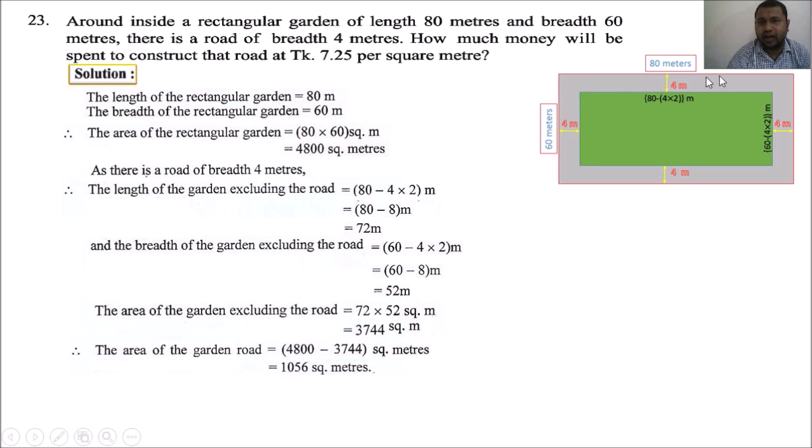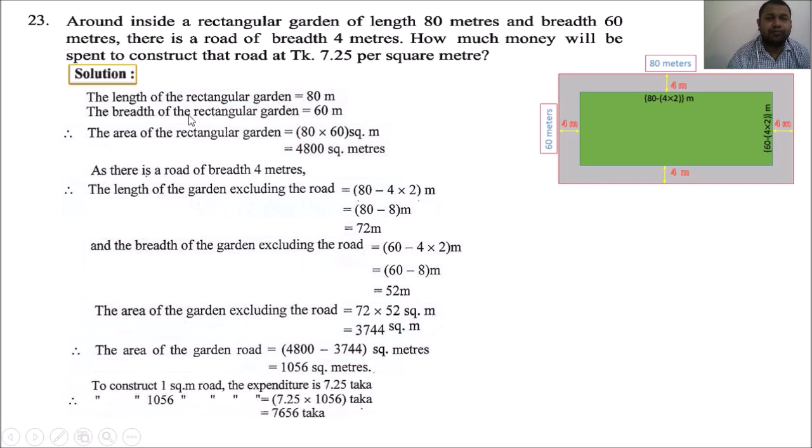So I got the area of this ash color, that means the road. Okay, the area of the road I just found out. Now the unit price is given. To construct 1 square meter of road, the expenditure is 7.25 taka. To construct 1056 square meters of the road, the expenditure is 7.25 into 1056 taka, and that is 7656 taka in total. So that is our required answer.